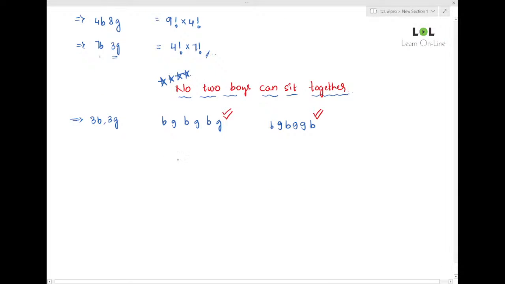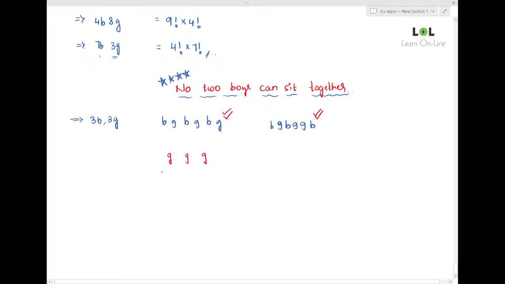What we have to do here means, look, remember, if they have to sit in such a way that no two boys can sit together, means what? Between every two boys, there must be at least one girl. Then how do we arrange that? Observe. First, arrange girls. Girl, girl, girl.